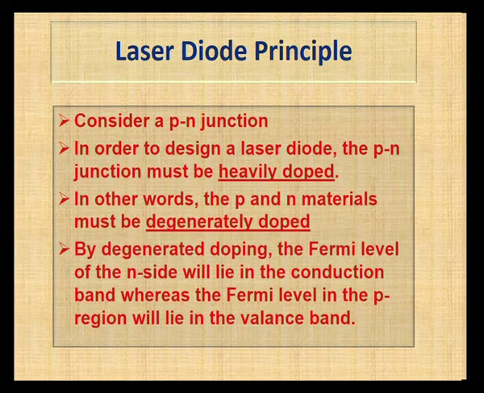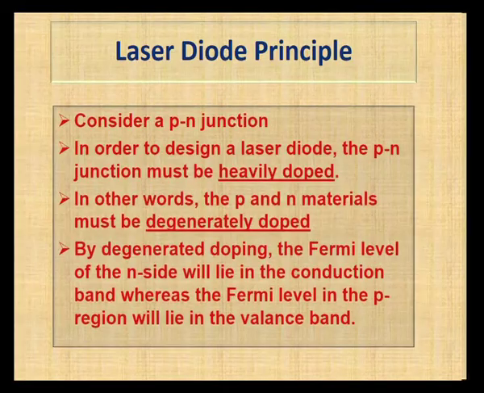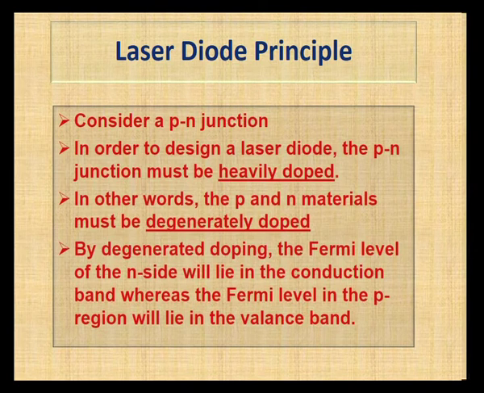In other words, the p and n material must be degenerately doped. If we degenerately dope, we can achieve the non-equilibrium condition. By degenerate doping, the Fermi level of the n side lies in the conduction band and the Fermi level of the p side lies in the valence band. This is the important thing. After doping we can see it in the energy band diagram. This is the difference compared to other diodes.